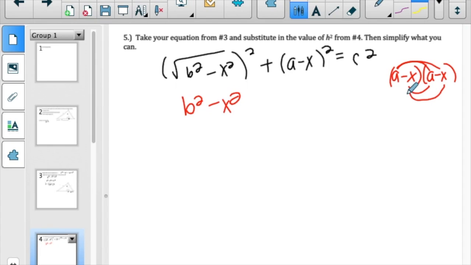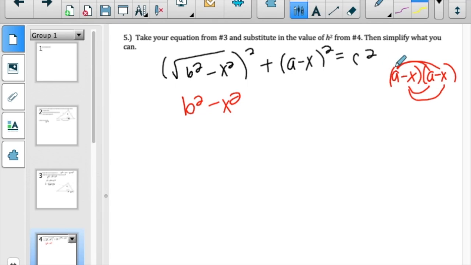So double distributing. You may have heard an acronym in middle school called FOIL: first, outers, inners, last. To help you remember, you take this term times both and this term times both. Okay, you'll work on this a lot more in math too.